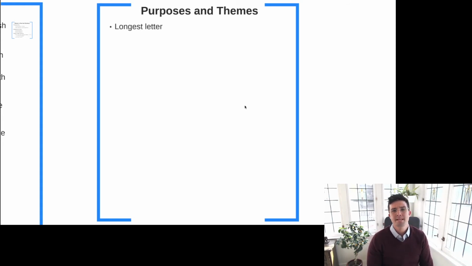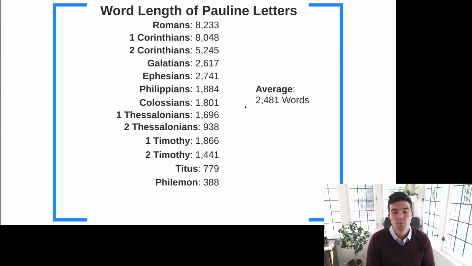So as to our purposes and themes of Romans, one of the things we have to think about when we think of the purpose in particular of Romans is paying attention to the fact that this is Paul's longest letter. This is one of the litmus tests for determining what Paul is trying to do. That is to say, if you're going to choose a purpose, or if you're going to say why Paul wrote the letter, one of the things that purpose should be able to do is explain why this is such a long letter in comparison to Paul's other letters.